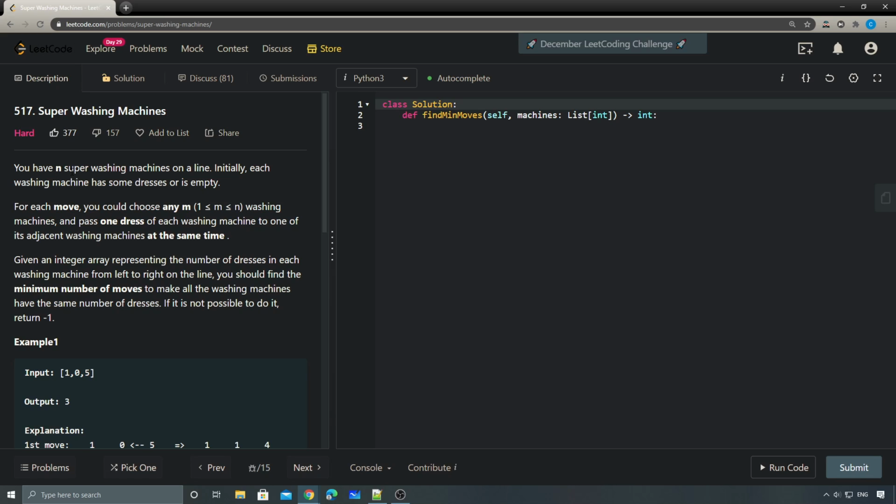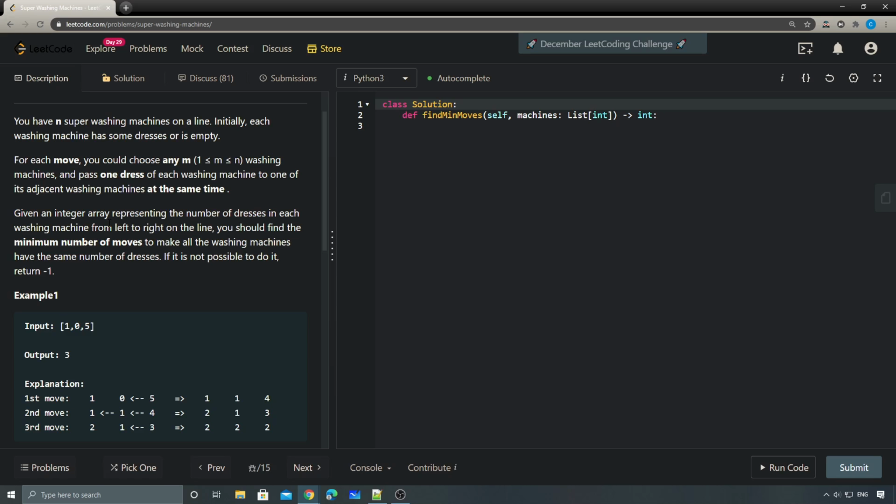All right, so you have n super washing machines on a line. Initially, each washing machine has some dresses or not, and for each move, you could choose any machines and pass one dress of each machine to one of its adjacent washing machines at the same time, right? So this is the key point, which means you can pass one dress from a machine to its neighbors at the same time.